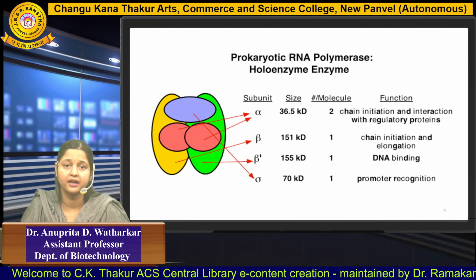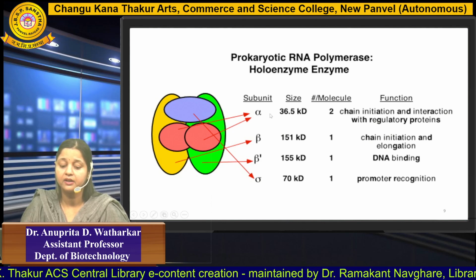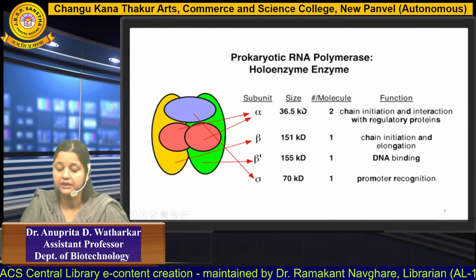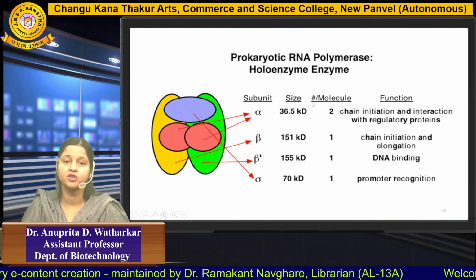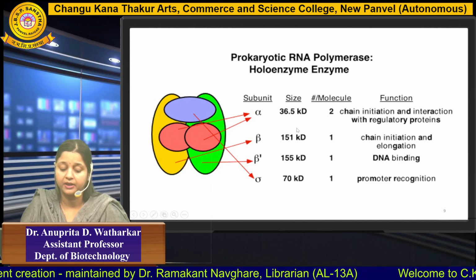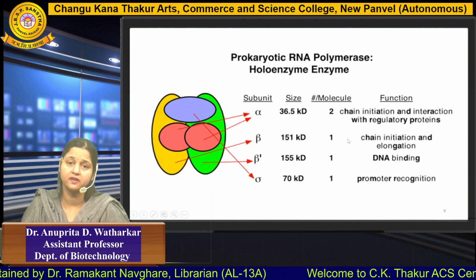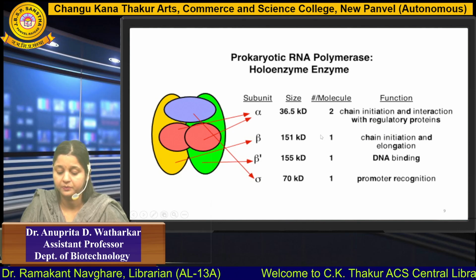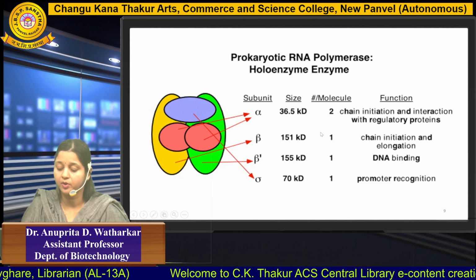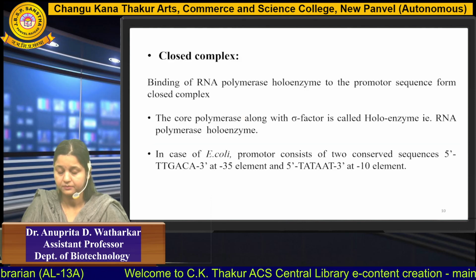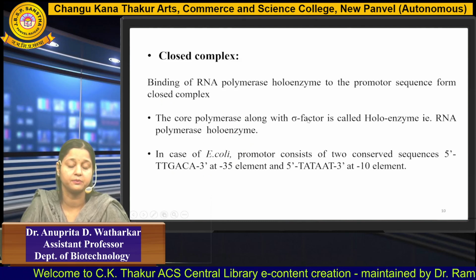Let's try to understand the function of all the subunits of RNA polymerase. The alpha and alpha prime components are involved in chain initiation as well as interaction with regulatory proteins. Beta and beta prime act as the catalytic center and are involved in chain elongation. The sigma factor helps RNA polymerase in promoter recognition, while the omega component helps in the assembly of the core enzyme.